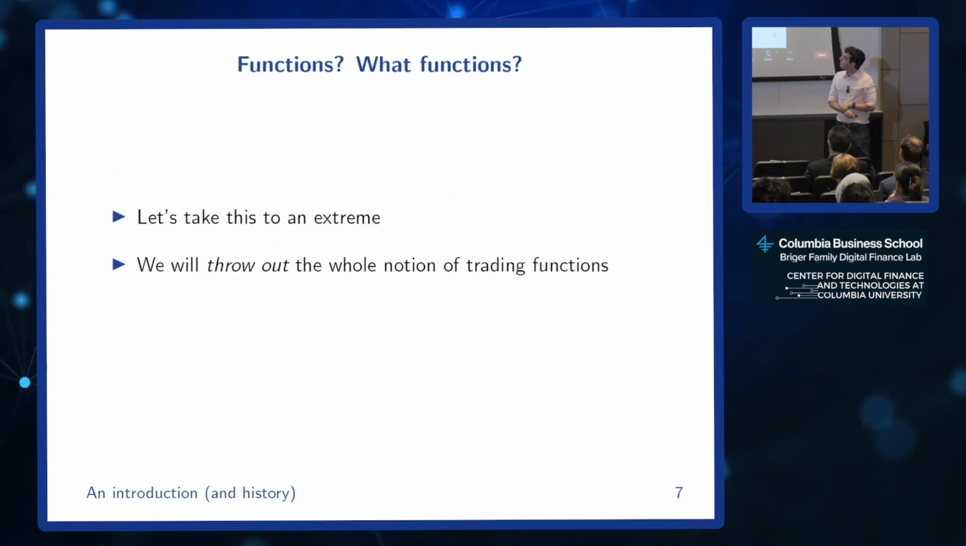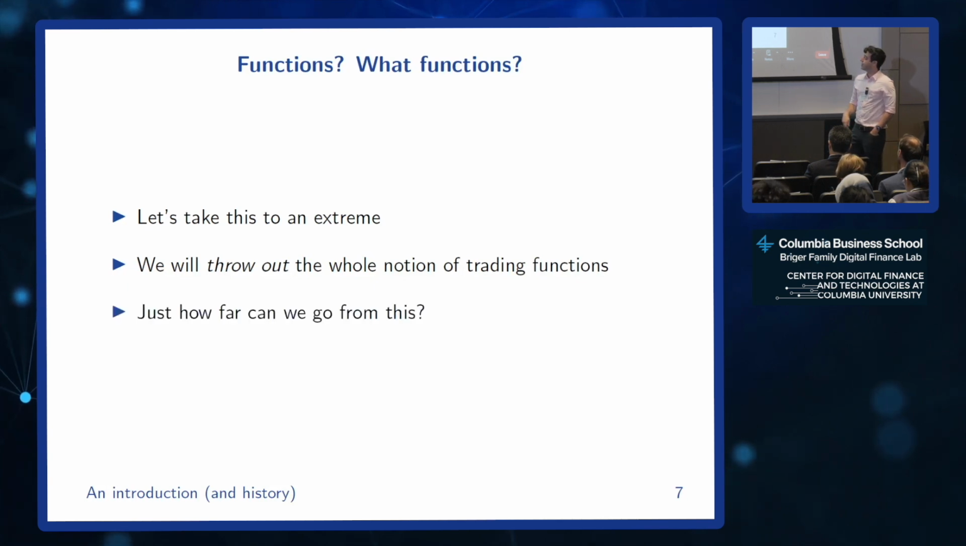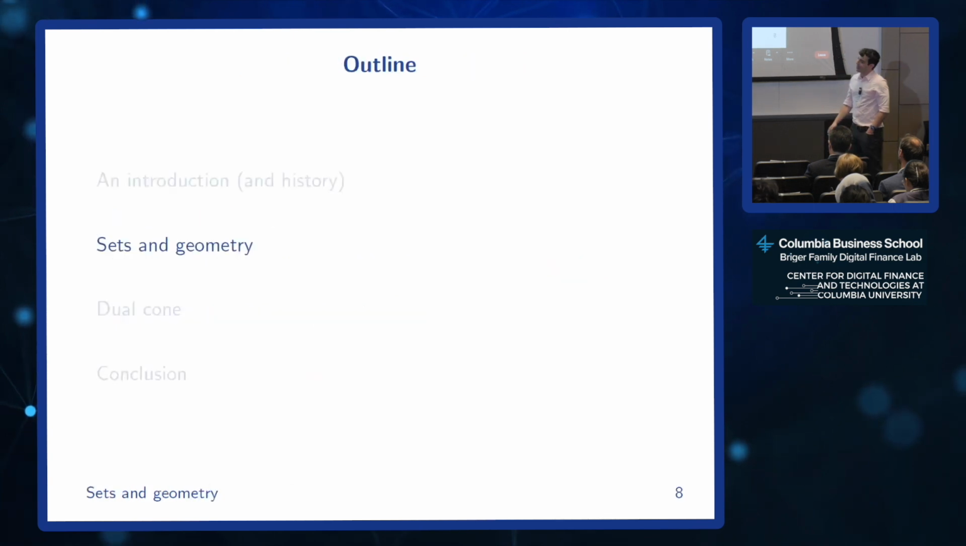Okay, so functions. Let's take this to an extreme. Let's just totally drop the trading function as an idea. We're going to define everything in terms of a set, and then we're going to recover all of these properties that we know and love from constant function market makers based on just a geometric definition. And so the question is, just how far can we take that? Cool. So let's start.